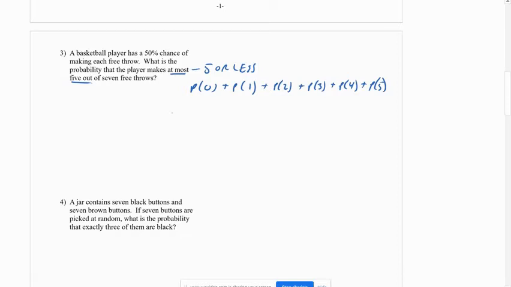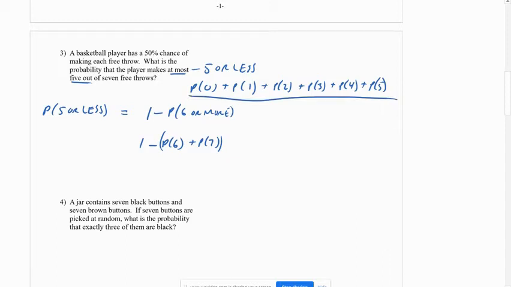Or an easier way to do that is do the complement, which is the probability of 5 or less is 1 minus the probability of 6 or more. And this is a much simpler problem because this is probability of 6 plus the probability of 7. And so we only have to do 2 calculations that way instead of 6 calculations like we would have to do up here by this method. So I'm going to go ahead and do it this way. So 1 minus the probability of getting 6 of the 7.